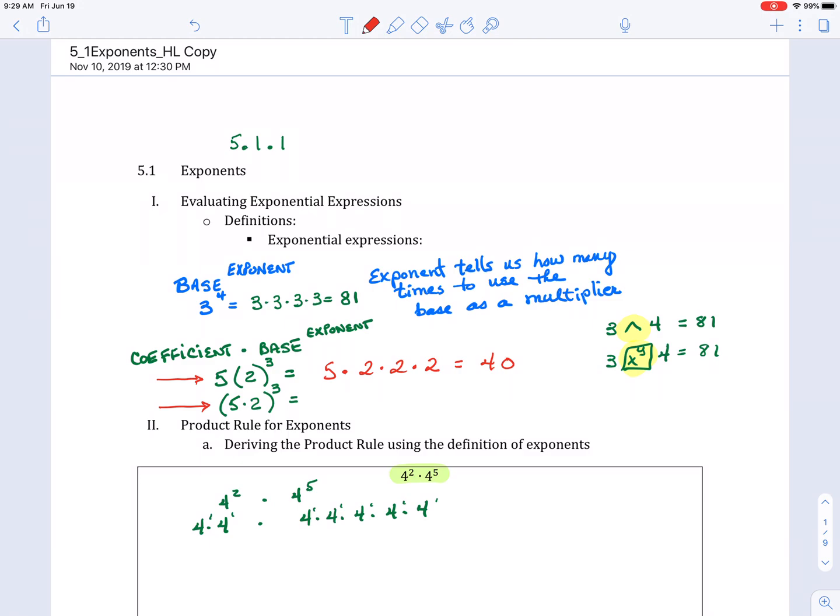However, if the 5 is included inside the parentheses, as you see on this second example, you would need to take care of that multiplication inside the parentheses first, and then that base 10 would be used as your multiplier 3 times. So you want to be careful with the use of parentheses.